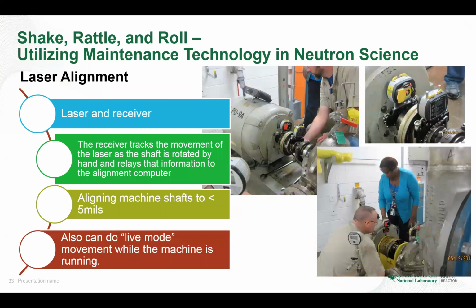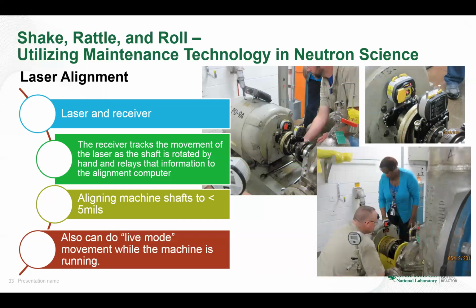So laser alignment is interesting because it uses lasers. And believe it or not, one of the things that can impact your reliability is the collinearity of your shafts. What you want to do for precision maintenance is have your shafts within 5 mils of each other. With the laser, you have your laser and your receiver. The receiver tracks the movement of the laser as you rotate the shaft around. Then you align your shafts, like I said, within 5 mils.